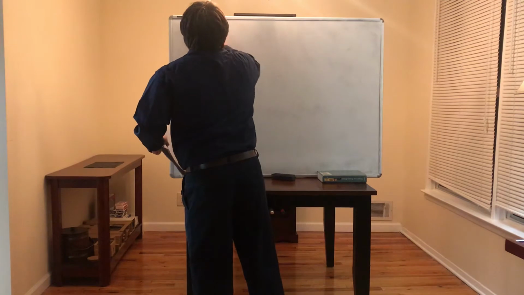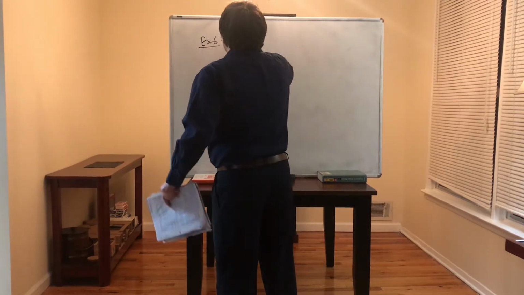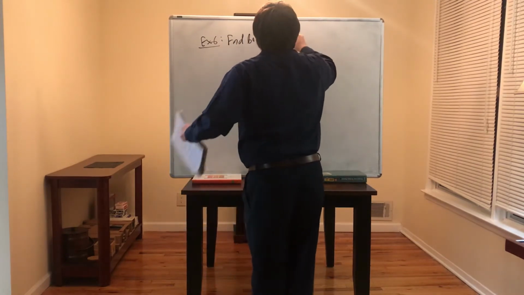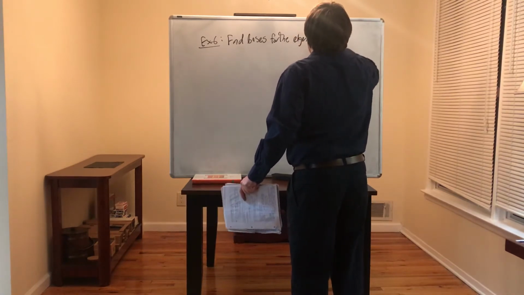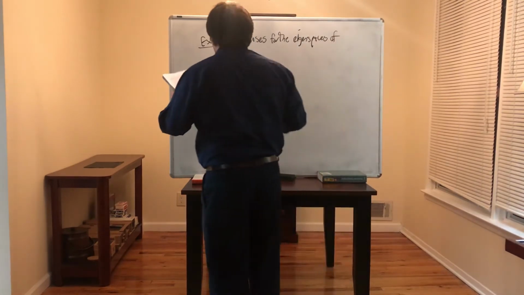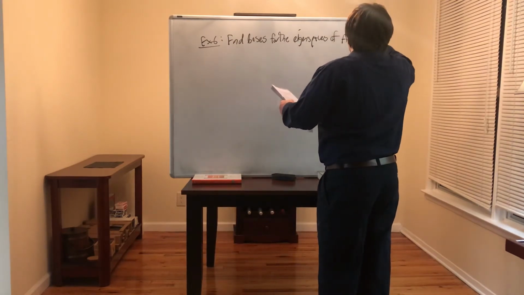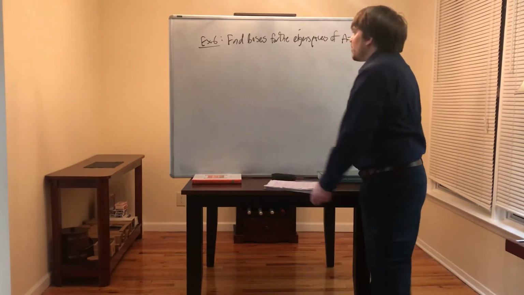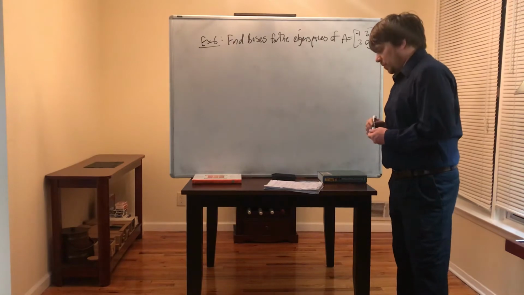Okay, example 6. Find bases for the eigenspaces of A, which is equal to the matrix with rows -1, 3 and 2, 0. Okay? So find bases for the eigenspaces of that matrix A.